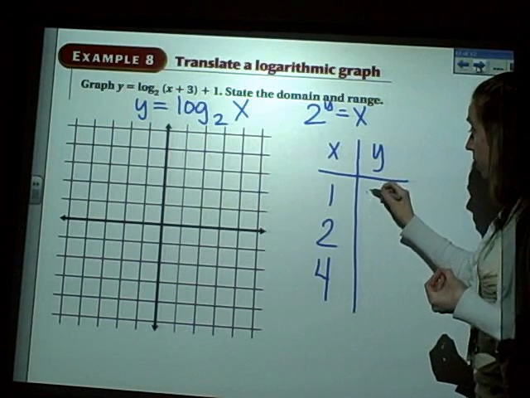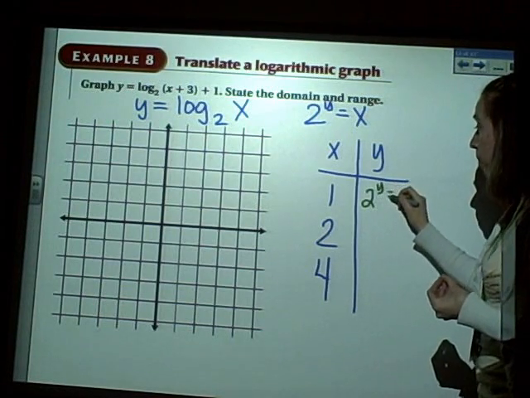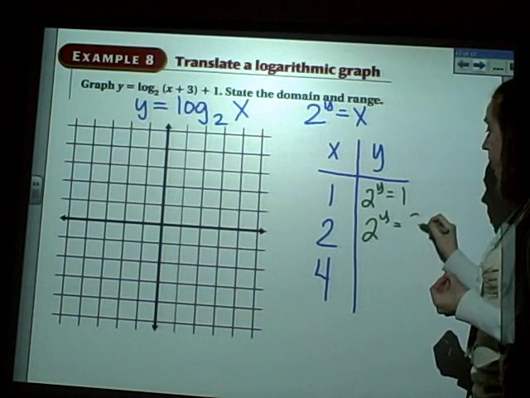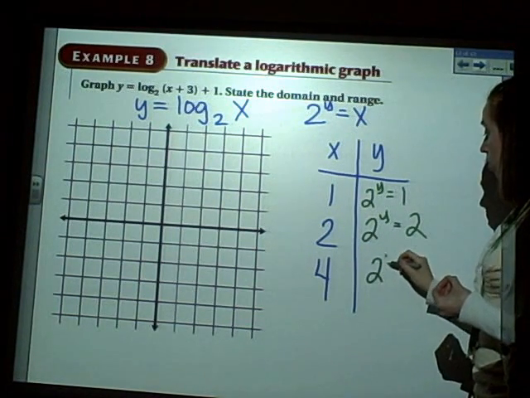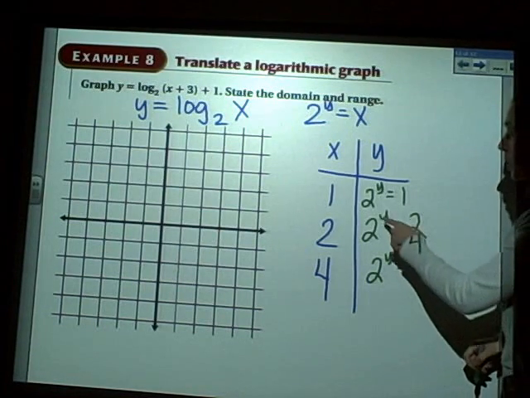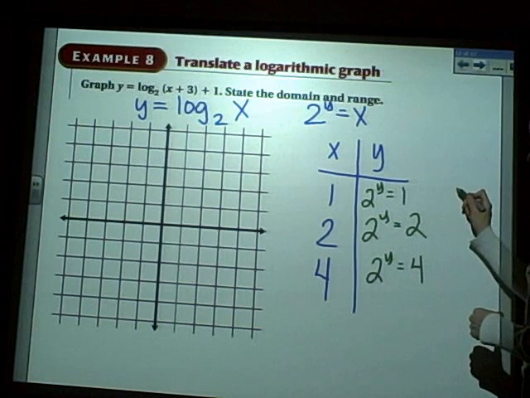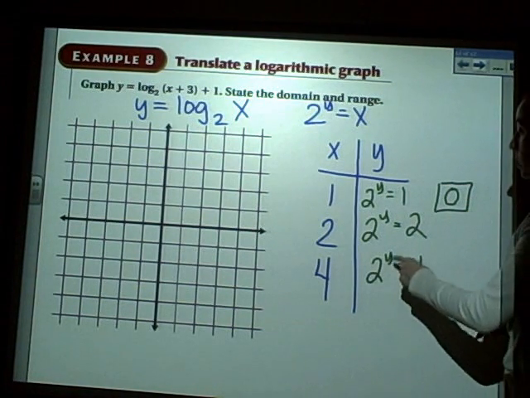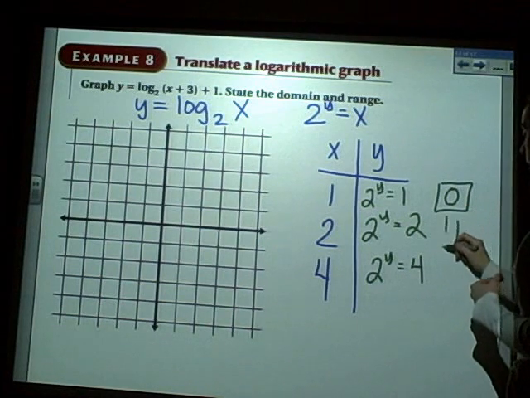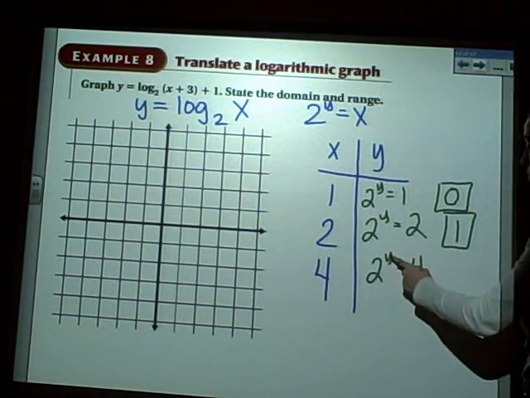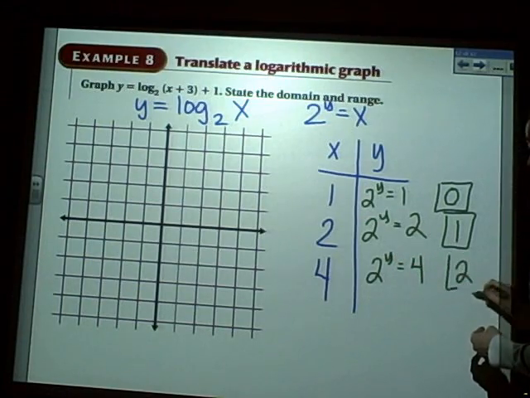That's just like asking ourselves, 2 to what power gives me 1? 2 to what power gives me 2? 2 to what power gives me 4? And these are pretty nice ones. We know the only way to get 1 is if that's a 0. Here, our only way to get a 2 is if that's a 1. And again, this is on your calculator. 2 to the first power is 2. And 2 squared is definitely 4.